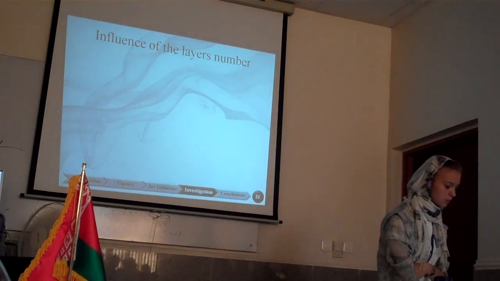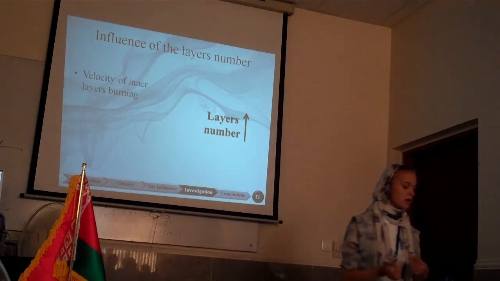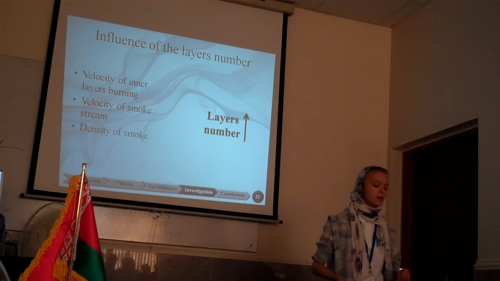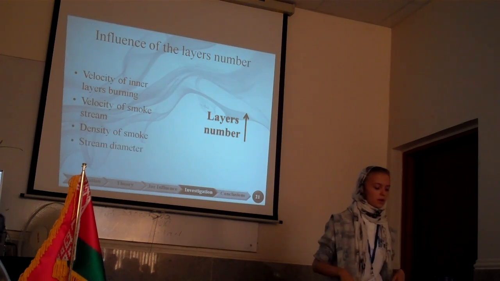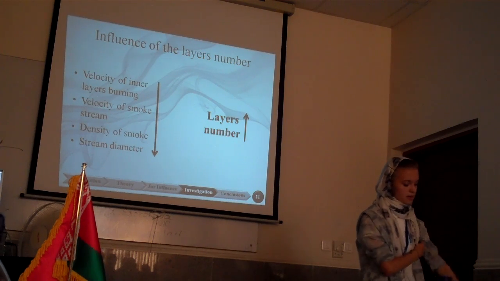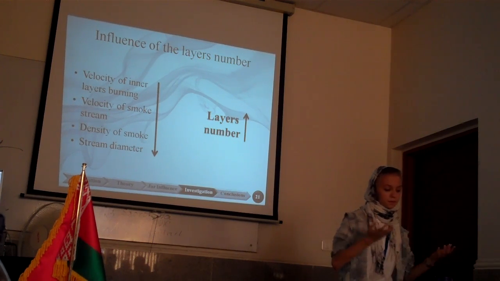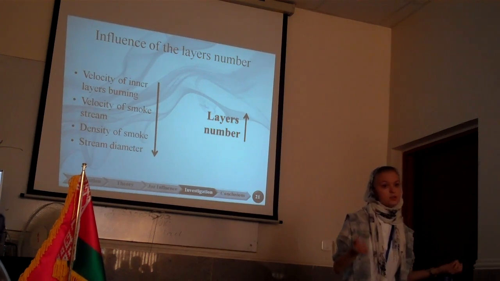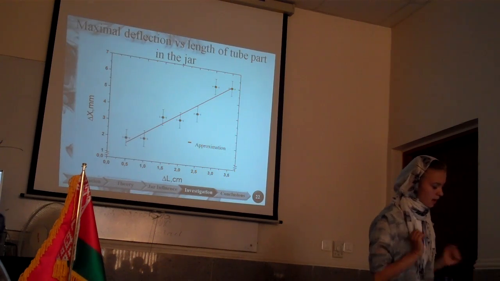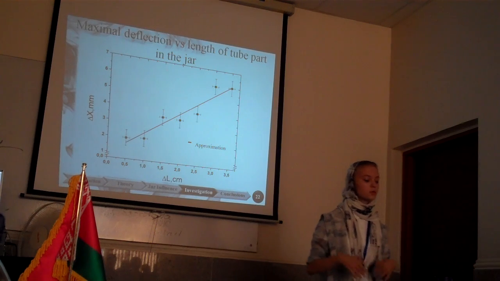As you can see, here we have a thinner and less dense stream. Now let's see what will change with increasing number of layers: the velocity of burning of inner layers, the velocity of the smoke stream, and the density of the smoke. And of course, the stream diameter is decreasing. As I said, it is because of the velocity of burning. It is the most important parameter in this problem.